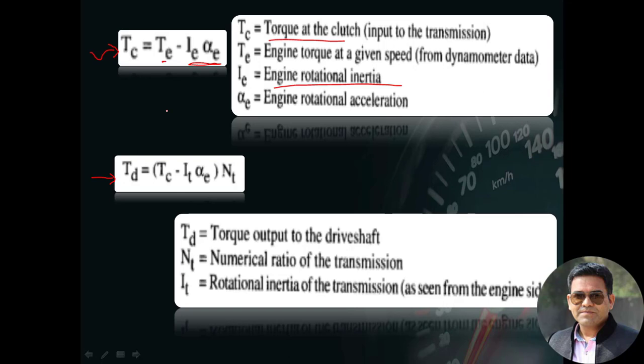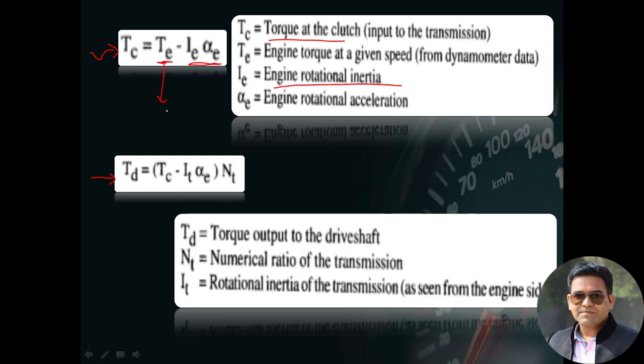This engine torque we can calculate with the help of a chassis dynamometer at our lab. So this we can estimate by laboratory testing. And the final equation we need is obviously in terms of this TE, the engine torque.